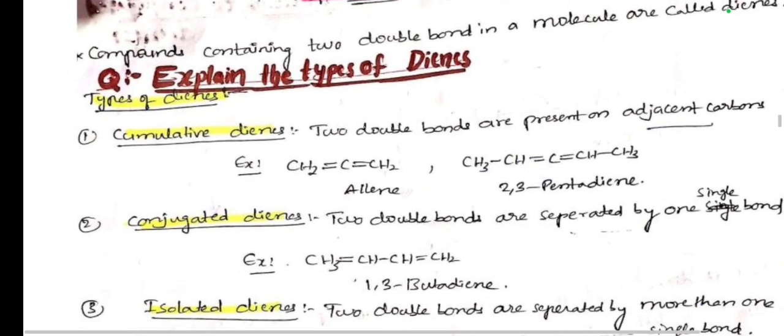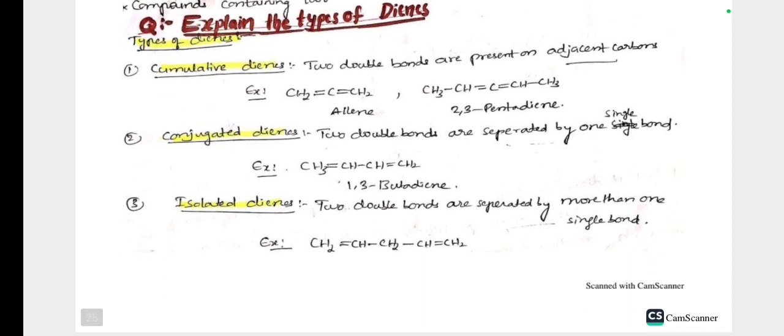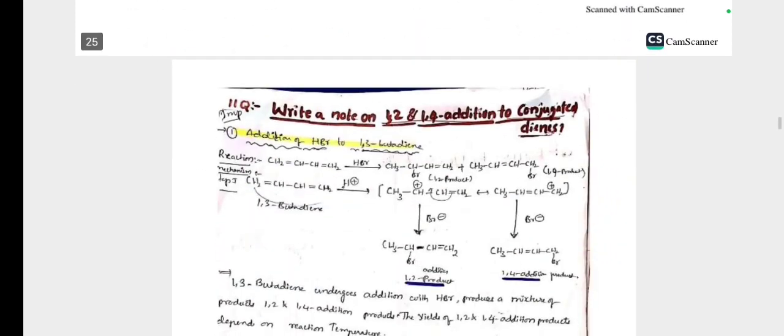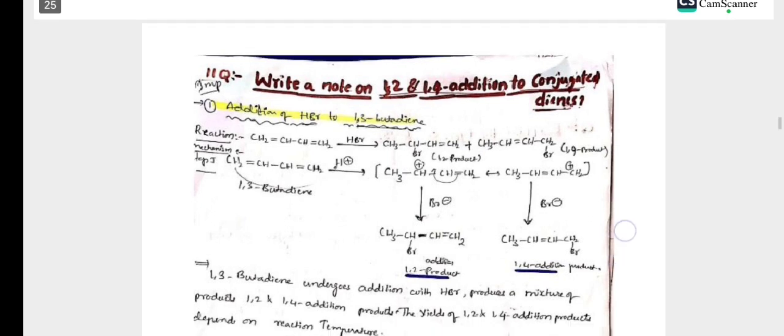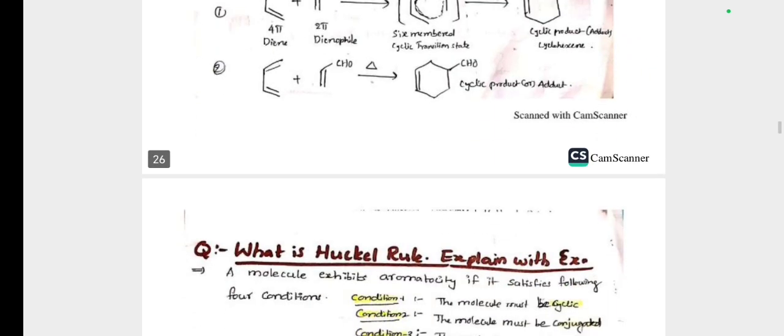Okay. Next, dienes. Classification of dienes. Dienes means the molecules which contain two double bonds. Remember the types of dienes and 1,2 and 1,4 addition. Next, Diels-Alder reaction. Practice this reaction once. Okay, very important, Diels-Alder reaction.